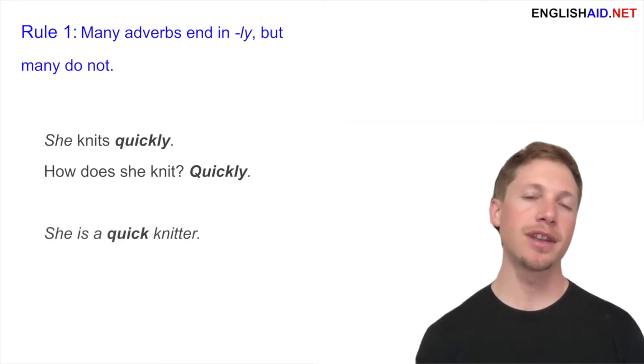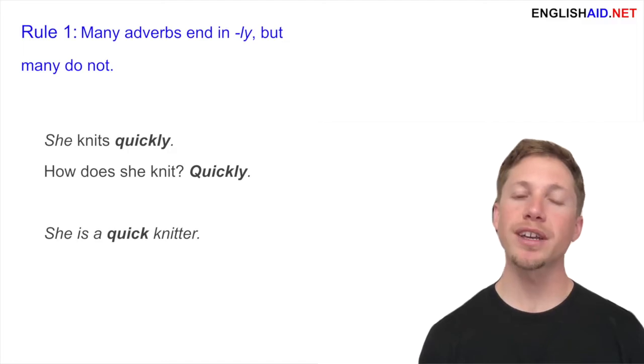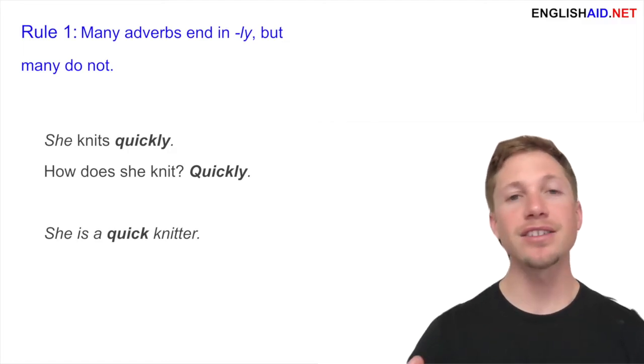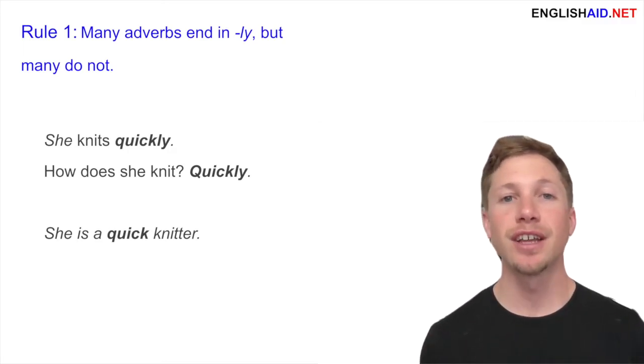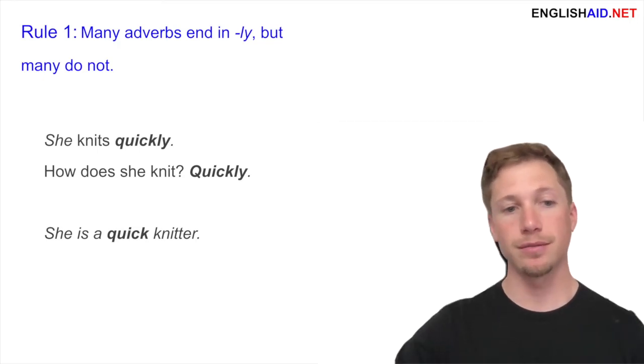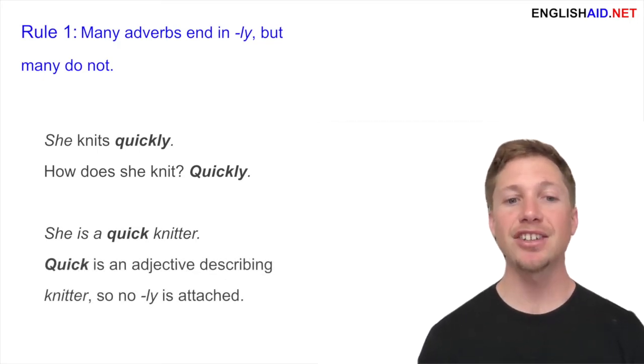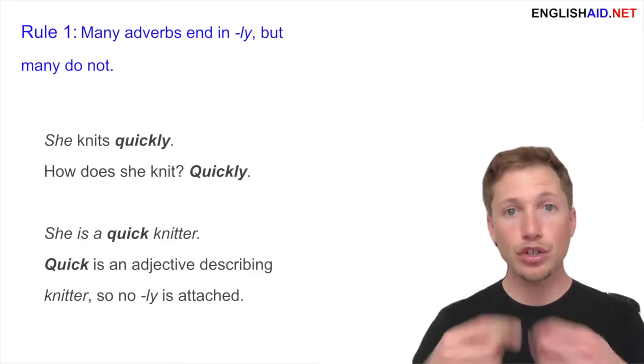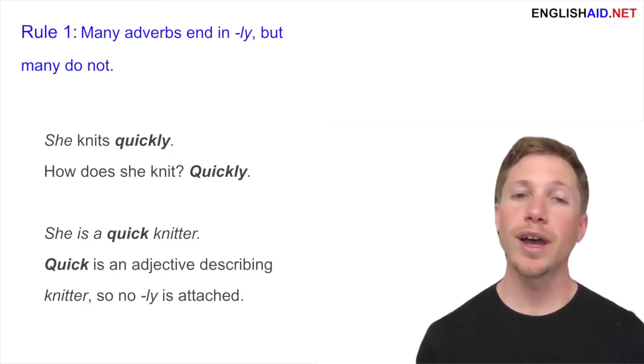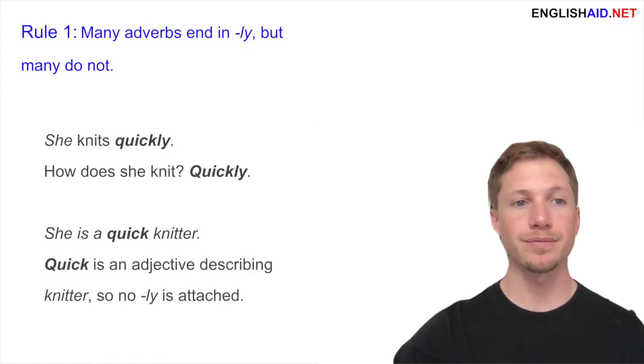Now let's look at the next example. She is a quick knitter. Now this time we are not describing the process or the action that's happening. We're describing the person. Quick is an adjective describing the knitter, the person doing the knitting. So no ly is attached.